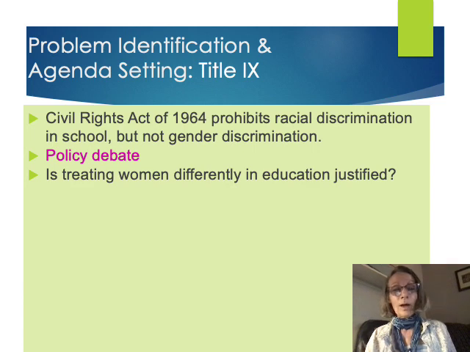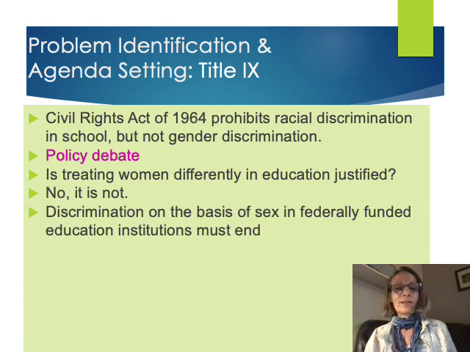The policy debate: is treating women differently in education justified? Is there a good reason for saying that women can be discriminated against when it comes to applying to medical school or applying to law school? And the result of the policy debate was no, it's not justified. And that discrimination on the basis of sex in federally funded educational institutions must end, okay? And so that was basically that identification of the problem, that you can't discriminate in educational settings on the basis of race, and you shouldn't be able to do it on the basis of gender either.